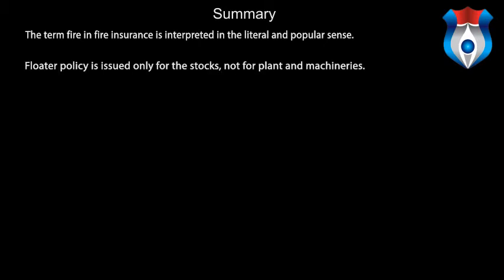Now in the end, let us summarize what we have learned in this lecture. Distance-based pricing provides a marginal financial incentive to reduce mileage, allowing the individual consumer to decide which miles. The motorist reduces mileage and therefore crashes and insurance claims. The savings that result are net benefits to society, not just an economic transfer. The policies are sold only by general insurance companies and cannot be sold by life insurance companies. The term fire in fire insurance is interpreted in the literal and popular sense. Floater policy is issued only for the stock, not for plant and machinery.